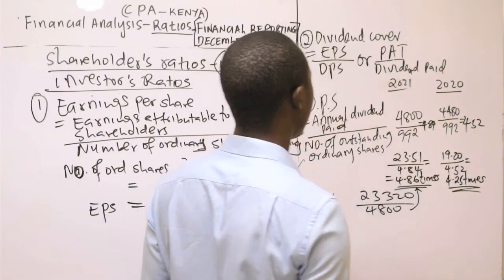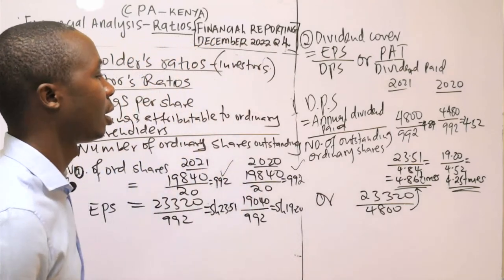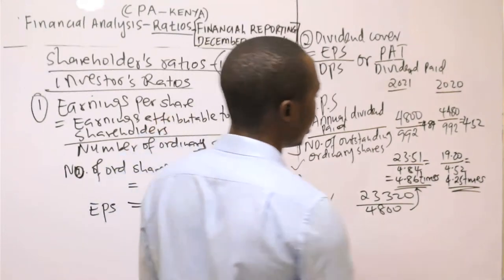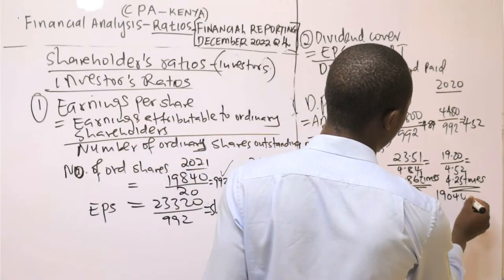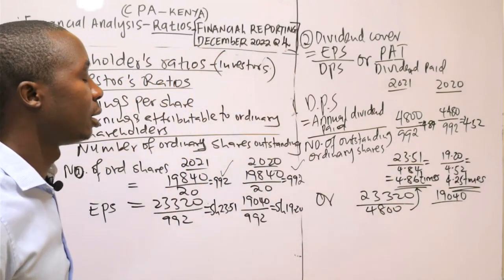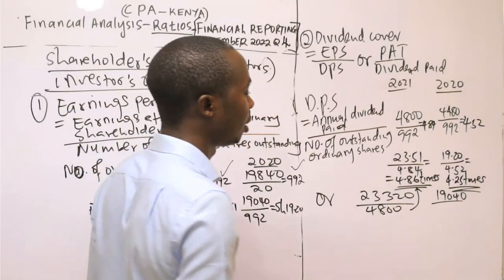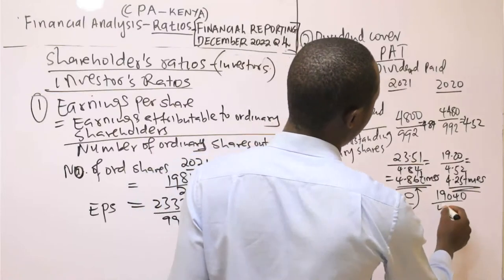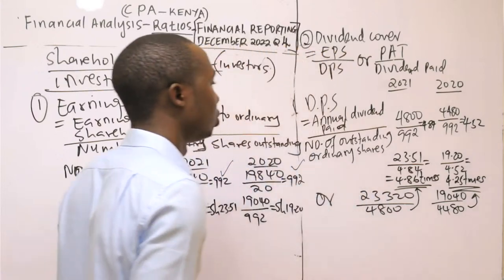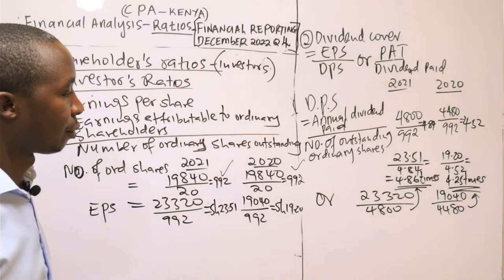The same way, the profit after tax for 2020, according to my question, is 19,040. If you go to the statement of profit or loss, you will see this 19,040. You divide by 4480, which is the dividends paid, and you get 4.25.